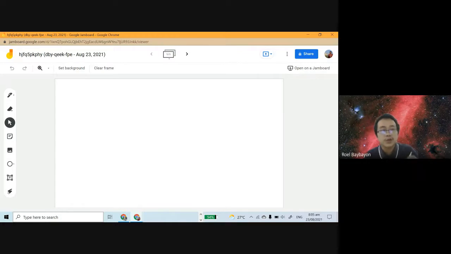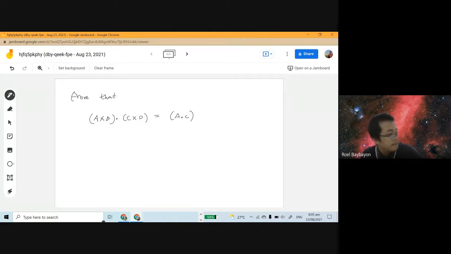So another example na gi-tuon ko last time is how to prove this: prove that (A cross B) dotted with (C cross D) is equal to (A dot C)(B dot D) minus (B dot C)(A dot D).